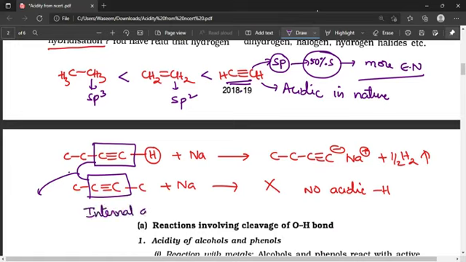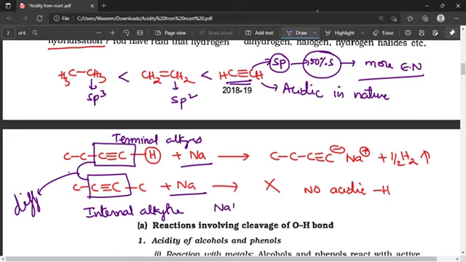This is an internal alkyne, meaning the alkyne is somewhere inside. And this is a terminal alkyne, at the corner. Terminal alkyne means at the corner. I can easily differentiate them by this reaction with sodium metal, or I can also use sodamide to differentiate them. Terminal alkynes will give hydrogen gas, but internal alkynes will not give hydrogen gas. This is a very important reaction to differentiate these two.